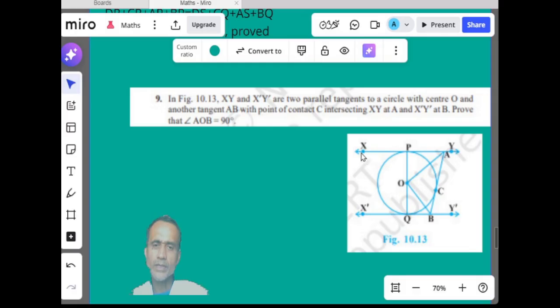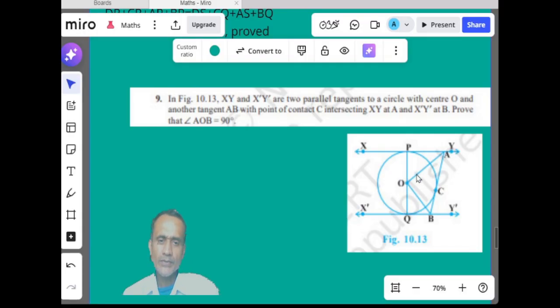In question number 9, we are given that there are two tangents drawn parallel to each other. So XY and X'Y' are the two tangents, and PQ passing through O is the diameter. And there is another tangent drawn from point A to B. It touches the circle at point C. And we need to prove that angle AOB is 90 degrees. So whenever you get a question, you just need to think about how to solve it and which theorems and properties we will use.